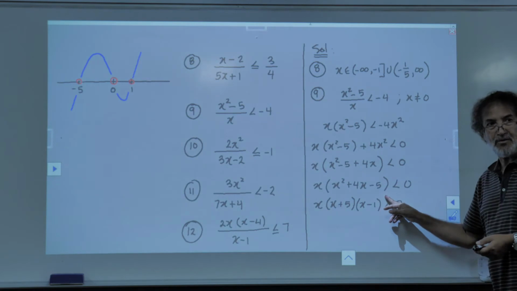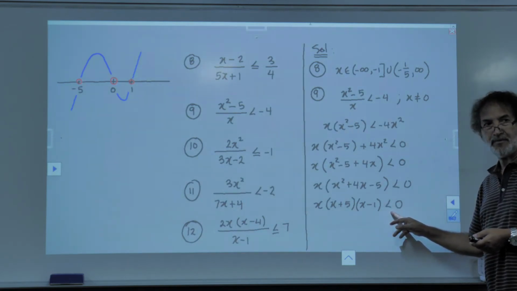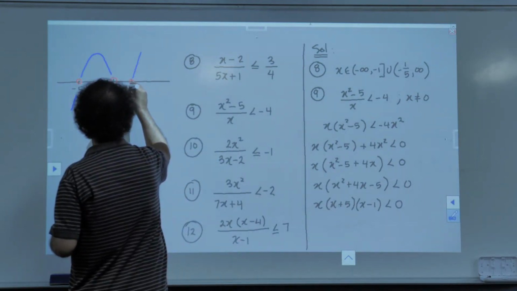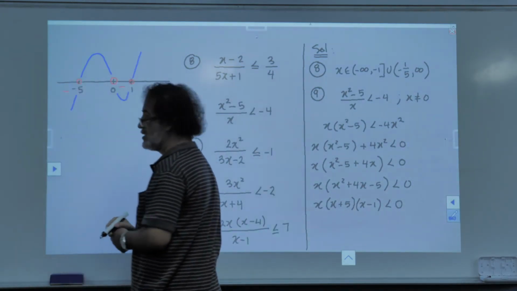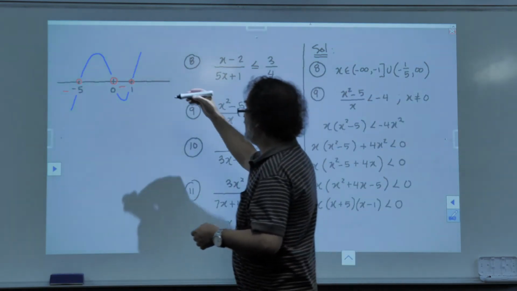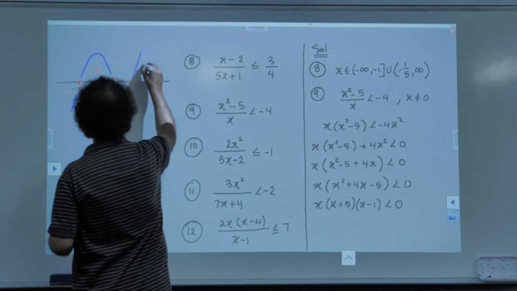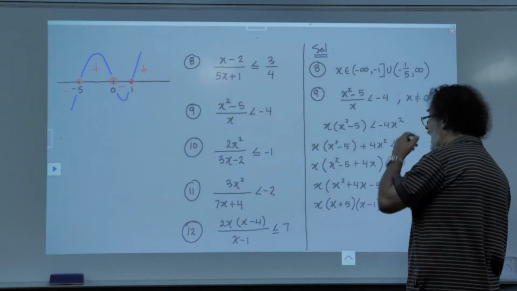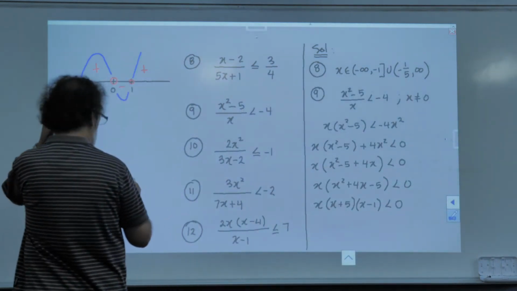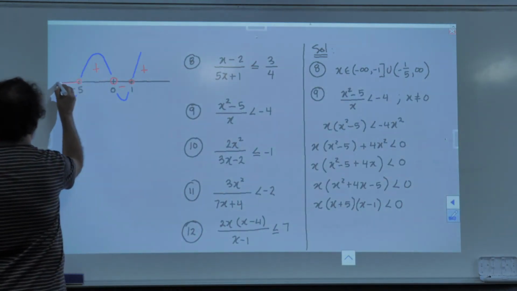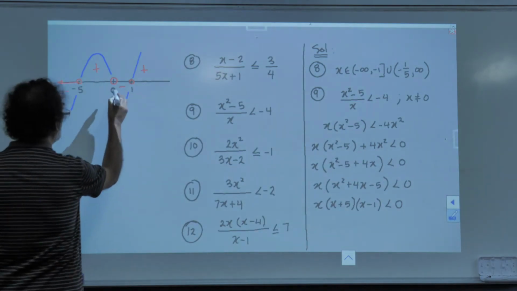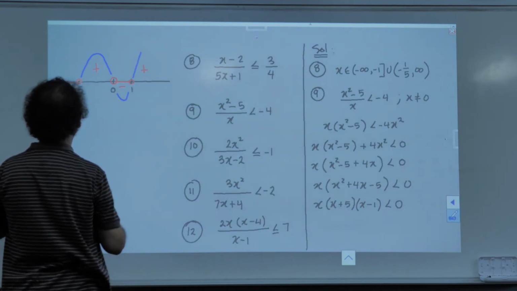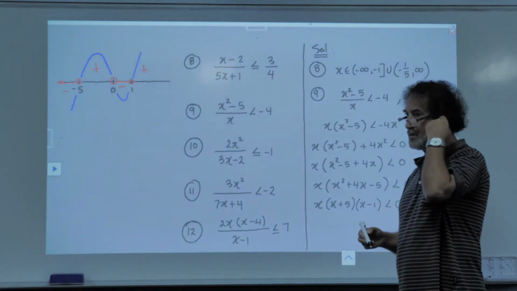Okay, we want the picture to be negative. So we're going to select all those sections for which it is negative. So it's going to be here, and it's going to be there. Can you see that? Because this is going to be positive, and this is going to be positive. So that means that our solution, because we want negative, is anything in that direction, anything between this, and that's it. So we want those two things to happen.